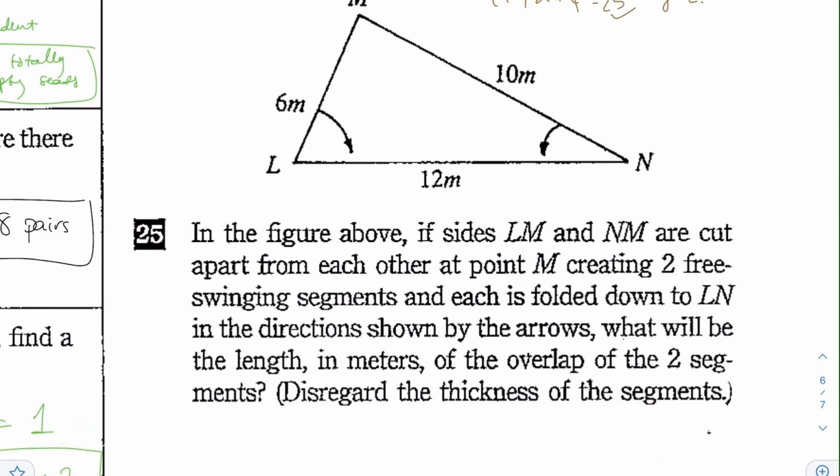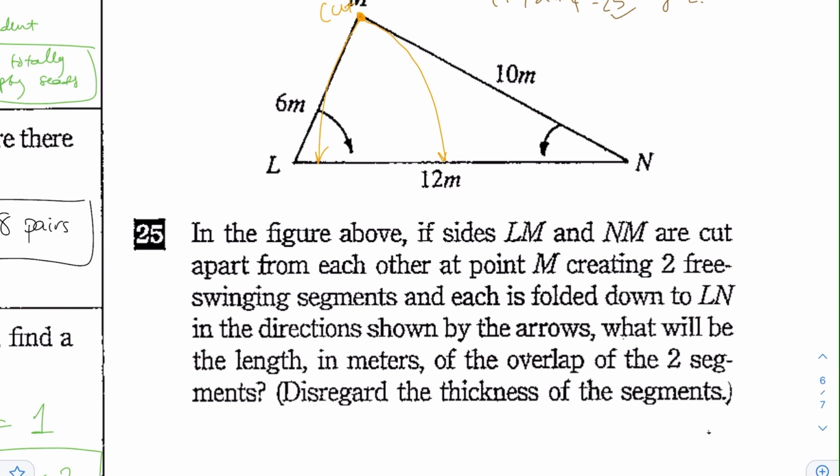Next, number 25. In the figure above, if sides LM and NM are cut apart from each other at point M to create two free swinging segments, and each is folded down to LN in the direction shown by the arrows, what will the length in meters of the overlap of the two segments be? So here you have LM and NM cut apart from each other at point M, so you cut this. So this swings down, and then the other part also swings down, and you want to figure out this overlap.